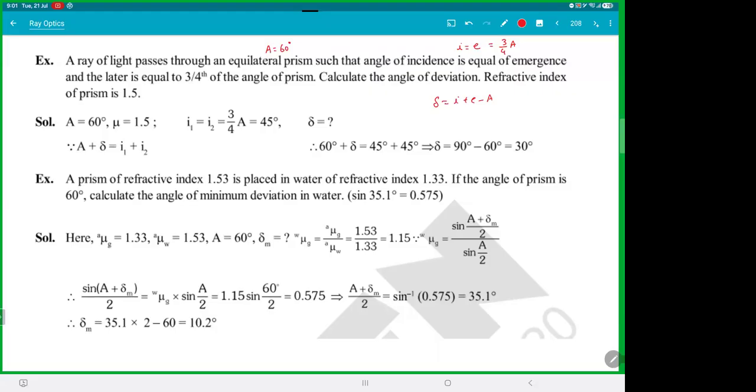A prism of refractive index 1.53, so this is mu prism, is placed in water of refractive index, this is mu medium. Angle of prism is 60 degrees, so this is A. Calculate the minimum deviation. Direct formula substitution. Mu prism by mu medium is equal to sine (A plus delta m)/2 by sine A/2. You know everything there. You'll get delta m from there. If the numbers are weird, they will give you the angles: sine 35.1 is 0.575. Easy stuff. Formula based questions. These will be CET questions.